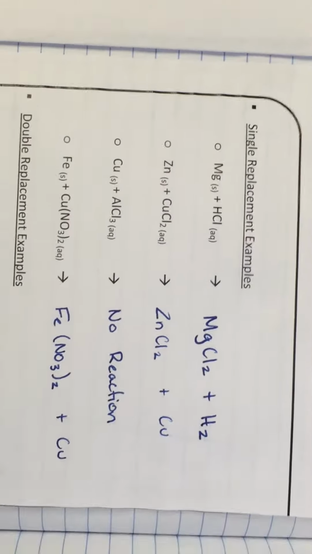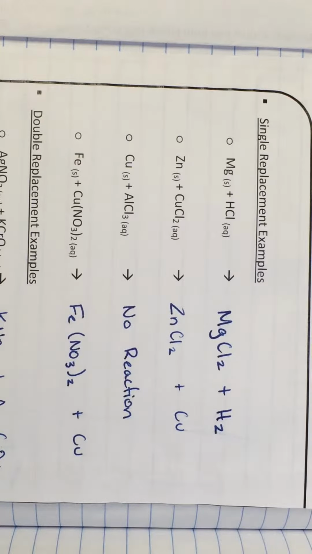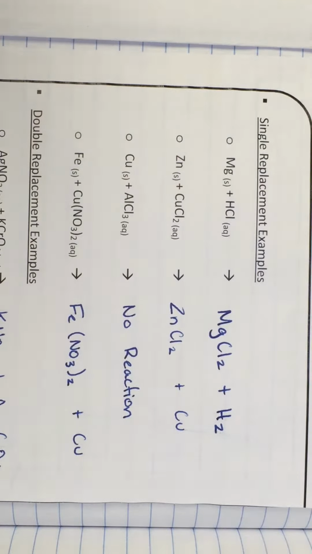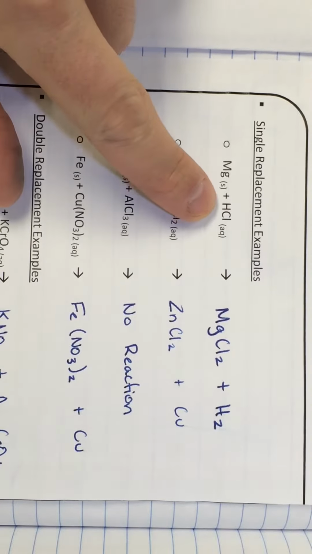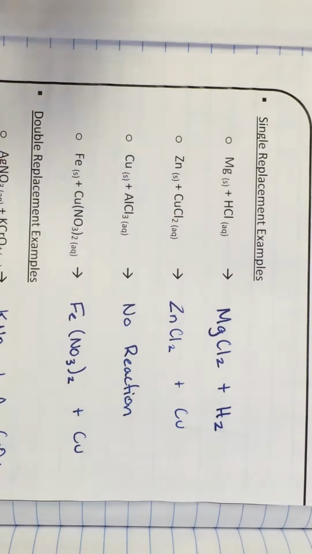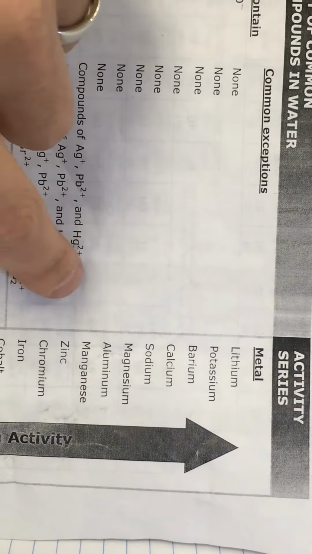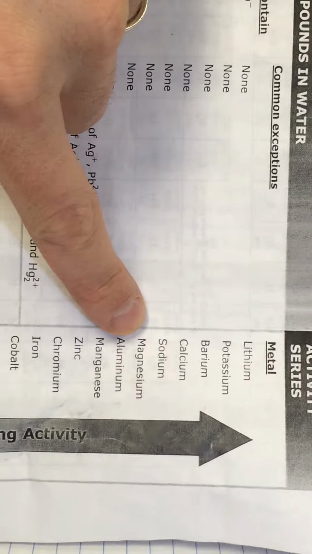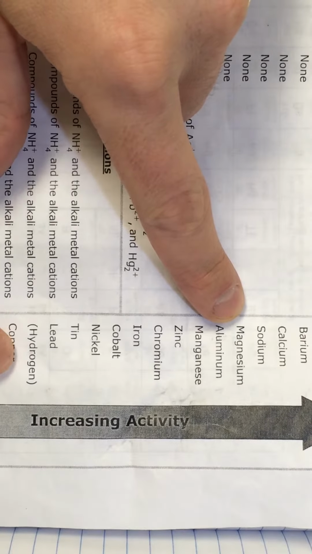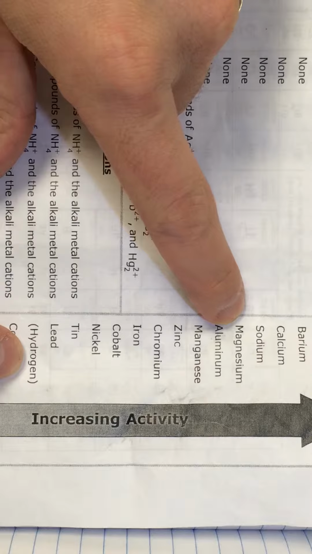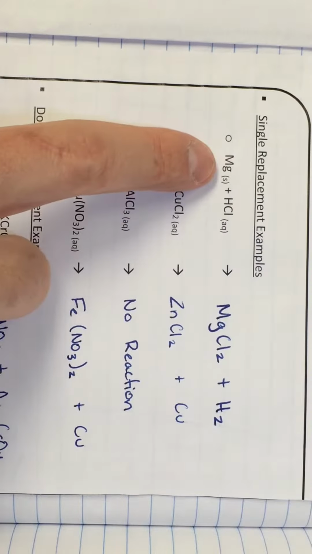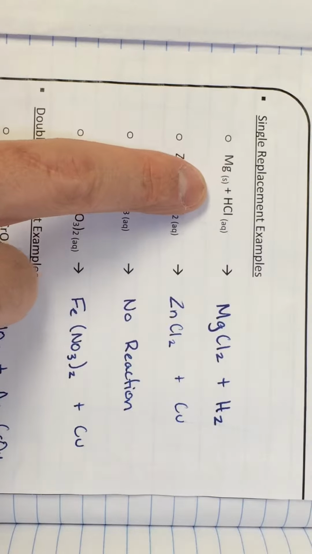The first one is magnesium plus HCl, Mg plus HCl. This produces magnesium chloride and hydrogen. But in order to determine that, we have to use the activity series to see whether or not magnesium will actually replace hydrogen. So when we refer to the activity series, we find that magnesium is here, and hydrogen is all the way down here, meaning that magnesium is much more active. So since magnesium is more active, it will replace hydrogen in this compound.